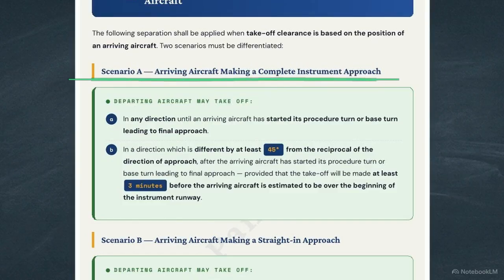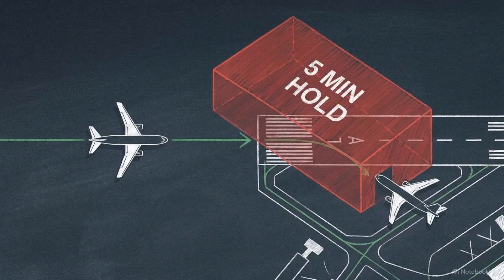A departing aircraft may take off in any direction until the arrival starts its procedure turn. If taking off in a direction different by at least 45 degrees from the reciprocal, they can depart up to 3 minutes before the arrival is estimated over the runway.